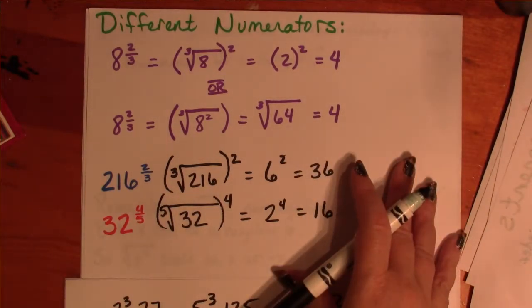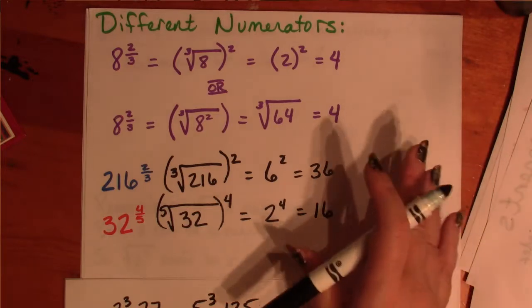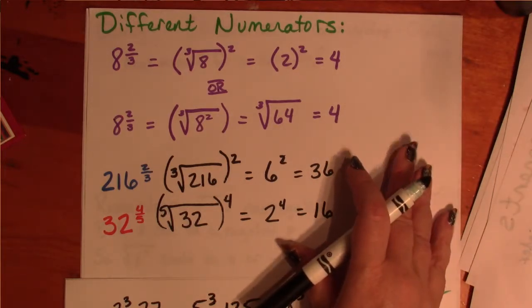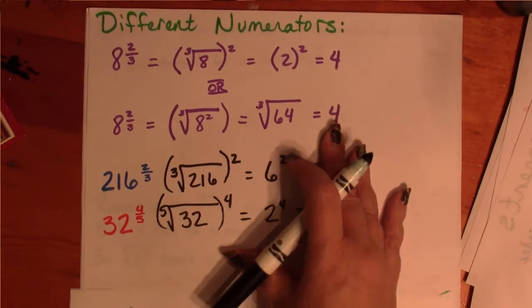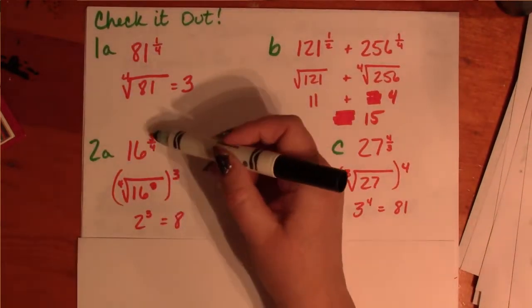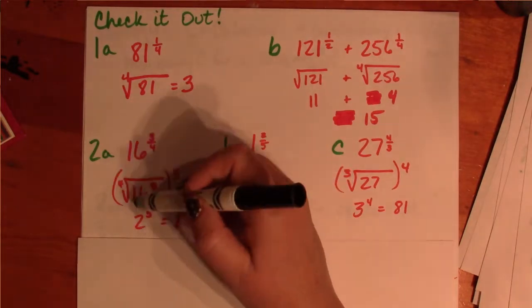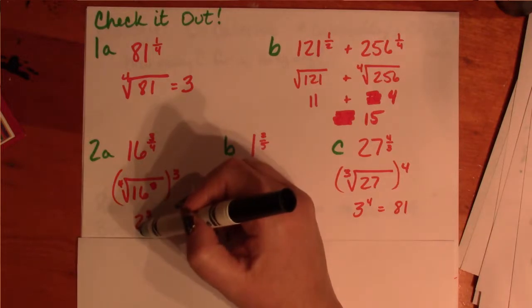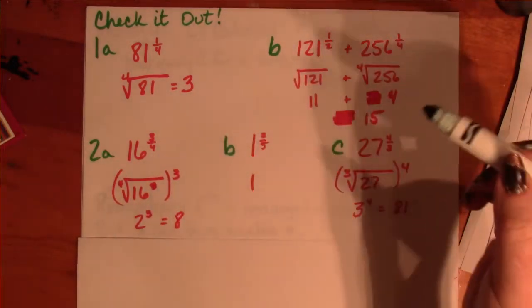Try a couple of these on your own. This is, check it out, number 2 in the middle of page 489. Push pause here and come back when you've tried a couple and we can do them together. 16 to the 3/4 is the 4th root of 16 cubed. The 4th root of 16 is 2, cubed is 8.